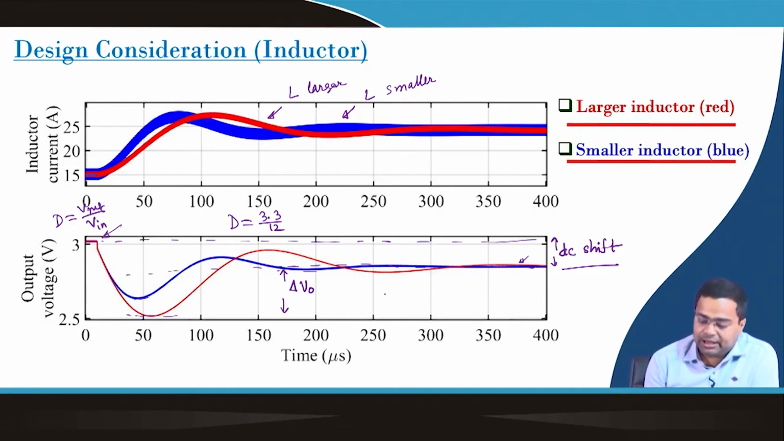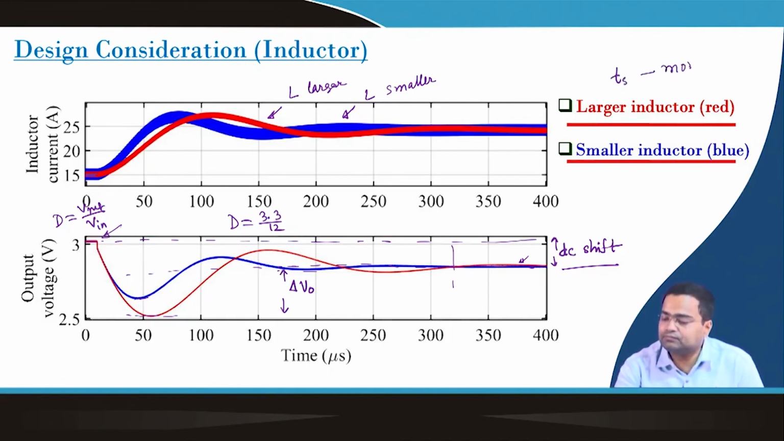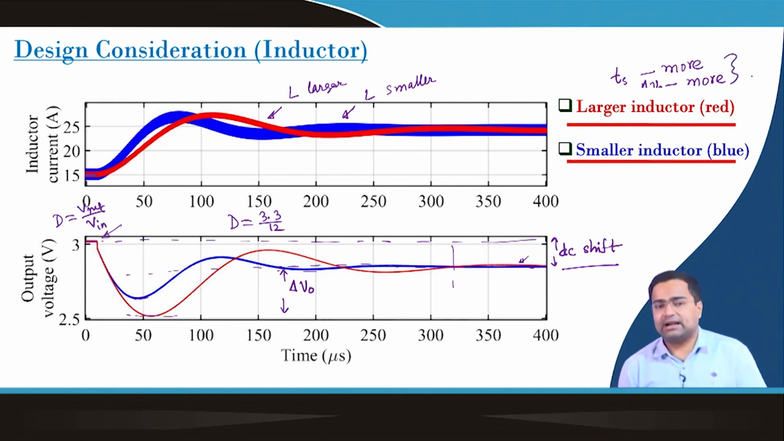Also, if you see the settling time, that means how long it takes to come to steady state, that also increases. So, for a larger inductor, our settling time is more and the delta V0 undershoot is also more, and this can be reduced using a smaller inductor. That means the choice of inductor is also important in terms of dynamic performance.